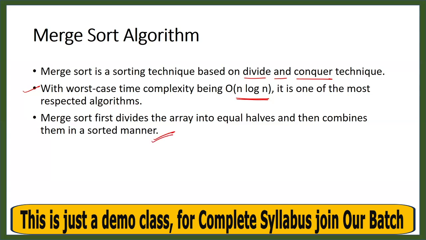So merge sort basically divides the whole array into equal halves. First, it will divide. Suppose that there are 10 elements, then it will divide into 5, then it will divide it into 2 and 3, and so on. Something like that. So let's see how this algorithm works.